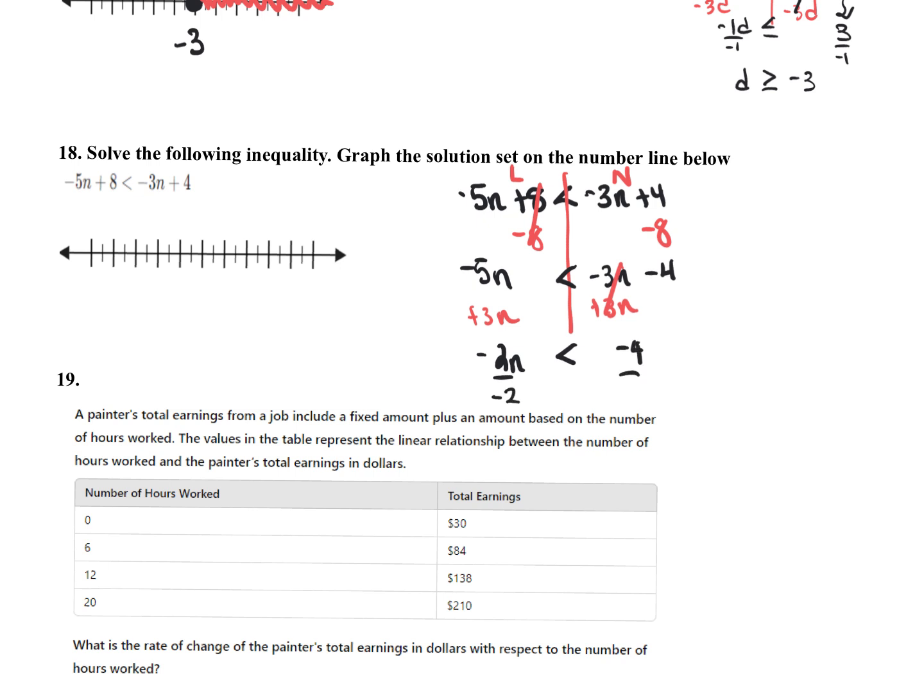Divide by negative 2 and divide by negative 2. Now when you do that, remember you flip the inequality sign, n becomes greater than positive 2. So when we go to our number line and we put a 2 down, now this time we don't have an equal to sign, so we're going to use an open circle. And again, our arrow is pointing to the right, so we're going to shade to the right.